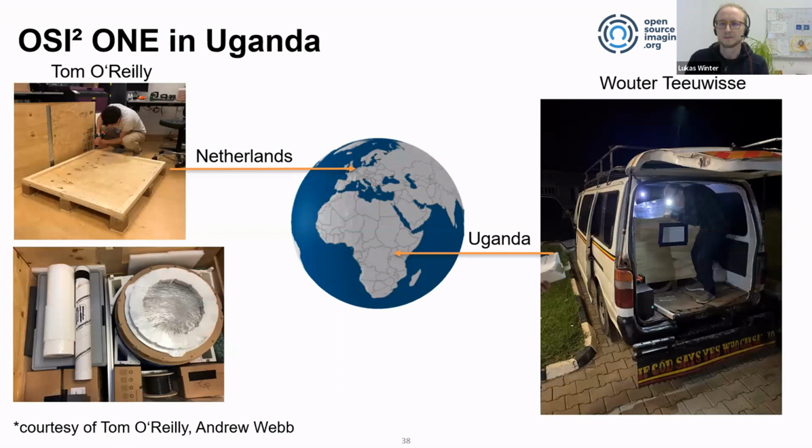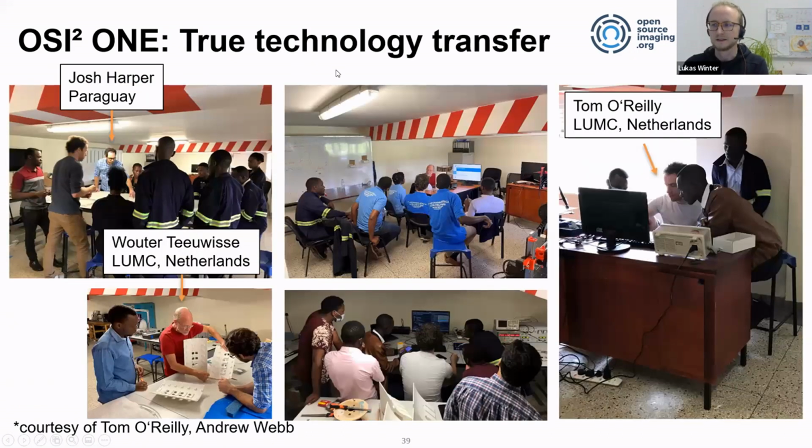And here is an example of one of the builds this summer, actually in Uganda. So Tom and Wouter packed such an MR building kit into a box, and then shipped it to Uganda. It arrived in a small van. And then they did what I wrote here, true technology transfer, because they did the local builds with the people around, with all the components.